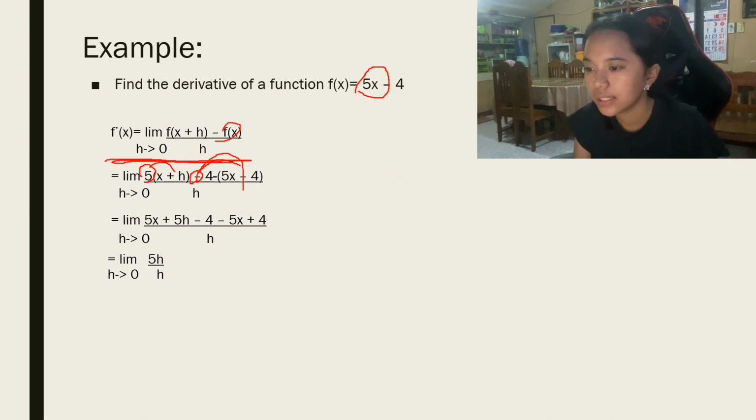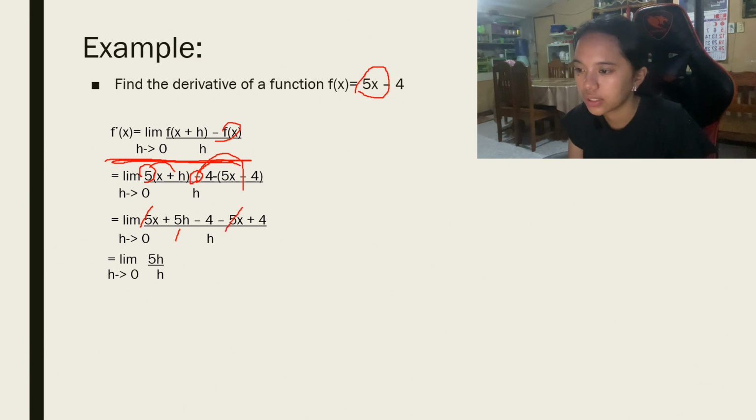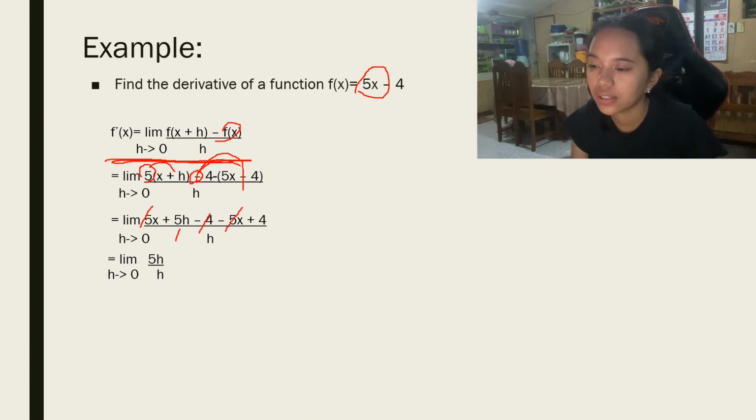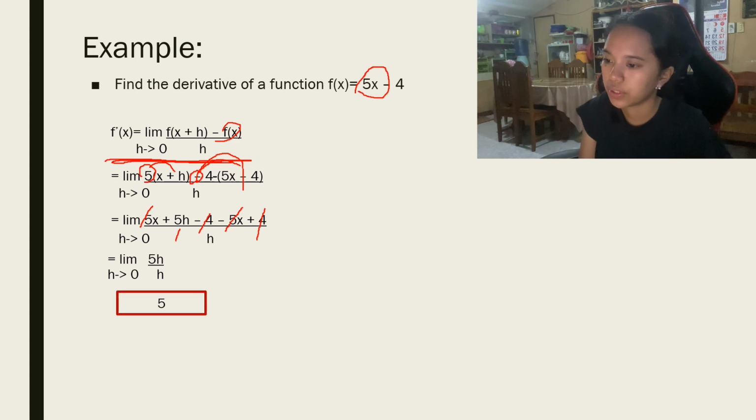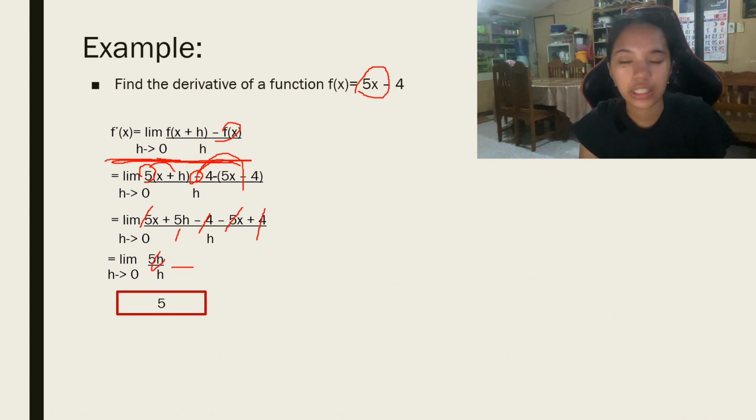So, next is cancel out. Dito, yung natira na lang is yung 5h. Cancel yung positive 5x plus negative 5x equals to 0. Then, yung negative 4, positive 4, 0 rin yun. So, yung natira na lang is positive 5h over h. So, our final answer is 5.